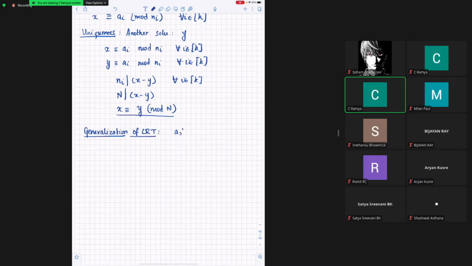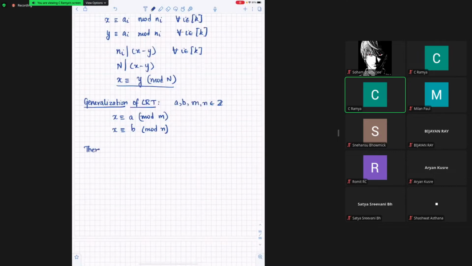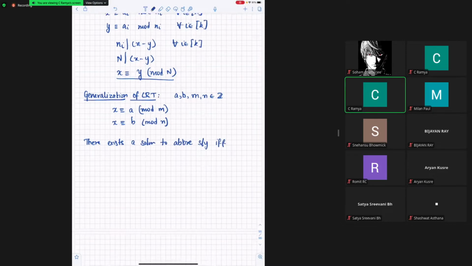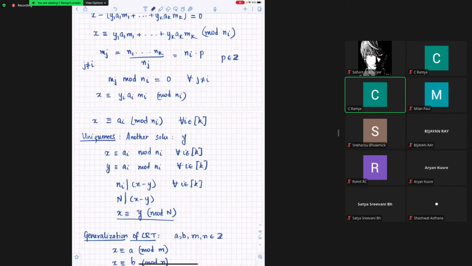So a, b, n are all integers, right? And I have two equations: x is congruent to a mod n, and x is congruent to b mod n. So I want to say that there exists a solution. This is actually a slightly stronger statement: if and only if. So what can you say about these numbers?